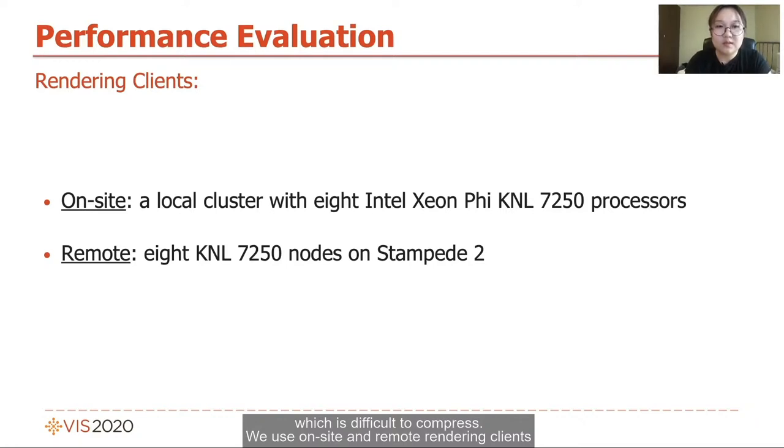We use on-site and remote render clients in our experiments. For on-site benchmarks, we use a local cluster with 8 Intel Xeon Phi KNL processors. Remote rendering benchmarks use 8 KNL nodes on Stampede 2.